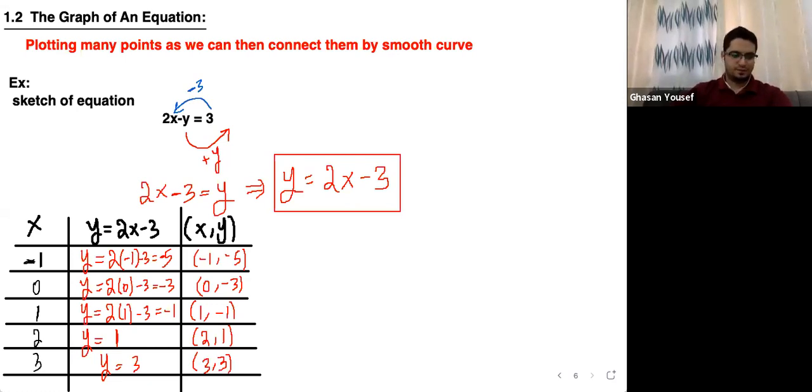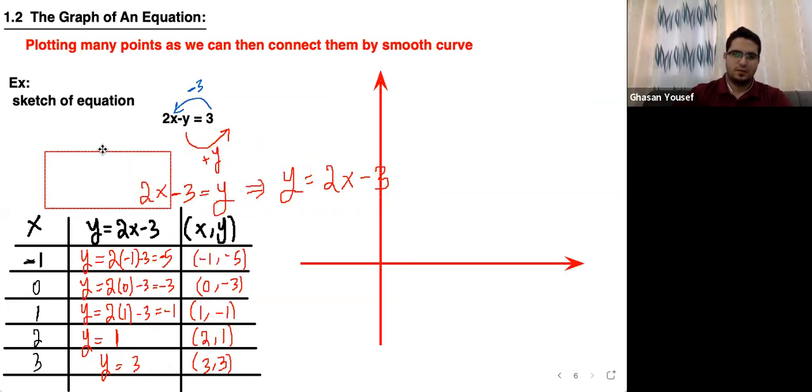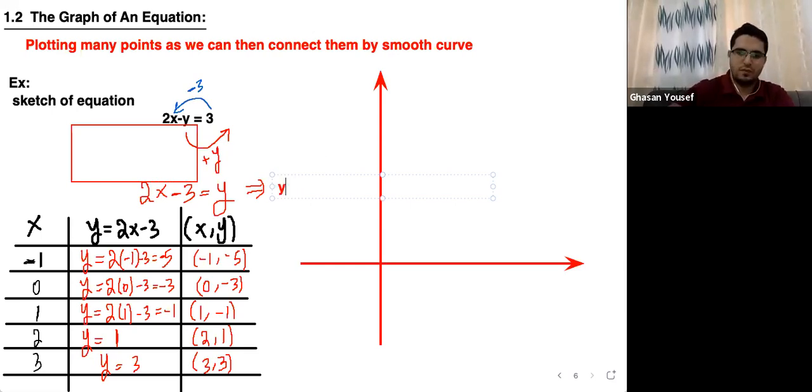Now to graph this one, we have to draw the y-axis and the x-axis. The graph of the x-axis and the y-axis is something like this. I'm going to write this equation here: y equals 2x minus 3.